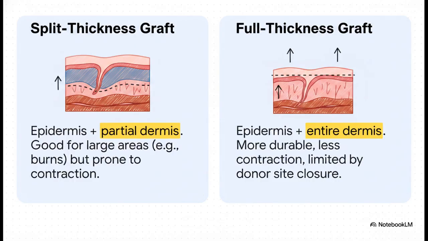Now, when it comes to skin grafts, there are two main players. A split-thickness graft is really thin, which is great because it lets us cover huge areas, like in a major burn. The downside is it can shrink over time. A full-thickness graft is much more robust and contracts less, but we can only take small pieces because we have to be able to stitch the donor site closed directly.